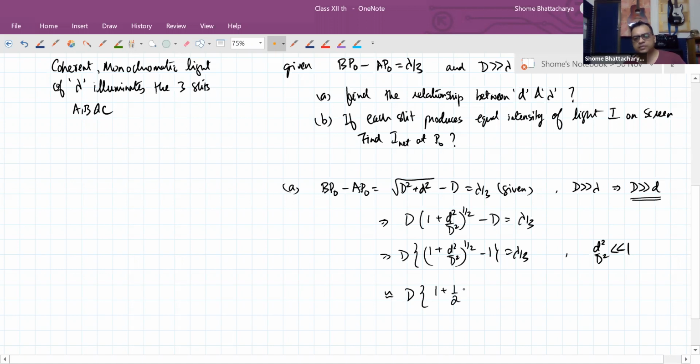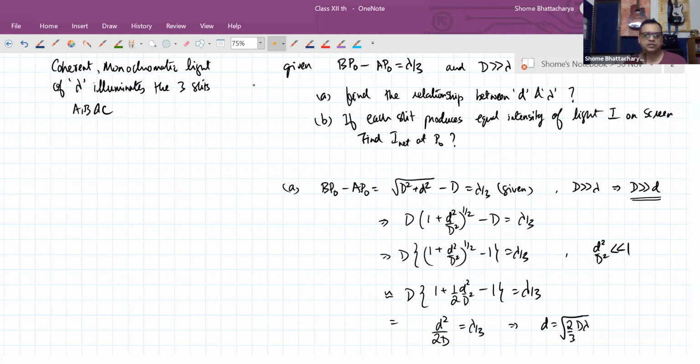So the power comes inside with the approximation. Okay, so 1 and 1 cancels and we have d square by 2 times capital D is equal to lambda by 3. So we can see that small d is equal to square root of 2/3 of capital D lambda. Okay, so this is the first part.